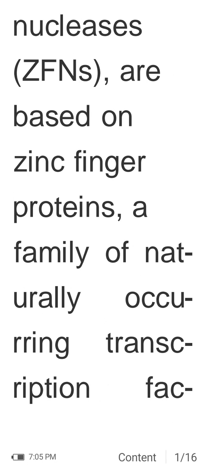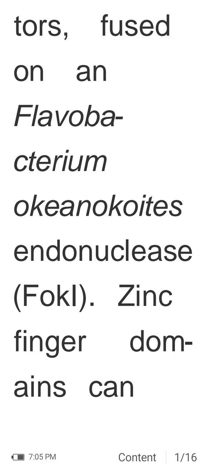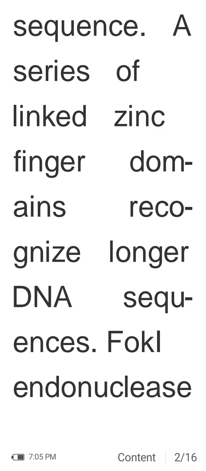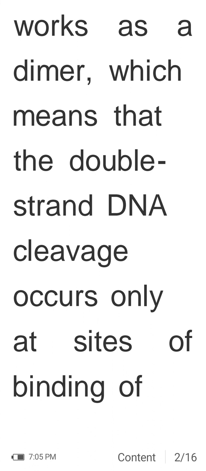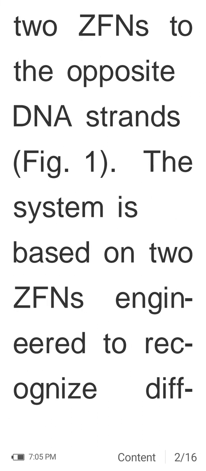Zinc finger nucleases are based on zinc finger proteins, a family of naturally occurring transcription factors, fused to the FokI endonuclease from Flavobacterium okeanokoites. Zinc finger domains can recognize a trinucleotide DNA sequence. A series of linked zinc finger domains recognize longer DNA sequences. FokI endonuclease works as a dimer, which means that the double-stranded DNA cleavage occurs only at sites of binding of two ZFNs to the opposite DNA strands.